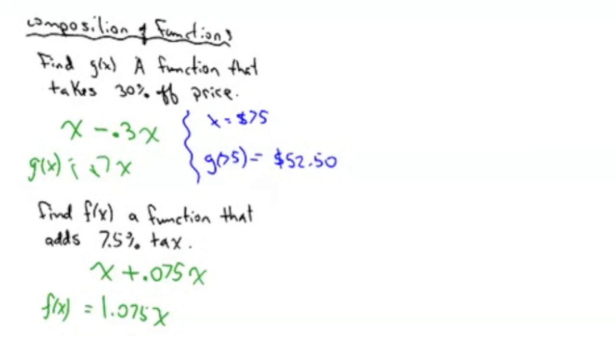Now you have to go up to the cash register and pay for it. Are you going to get taxed on $75? I hope not. They can only tax you on the sale price, which is $52.50. So when you come down here, I'm going to do f of $52.50. So that's going to be 1.075 times $52.50.